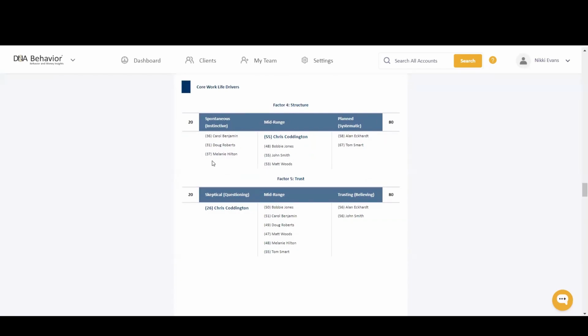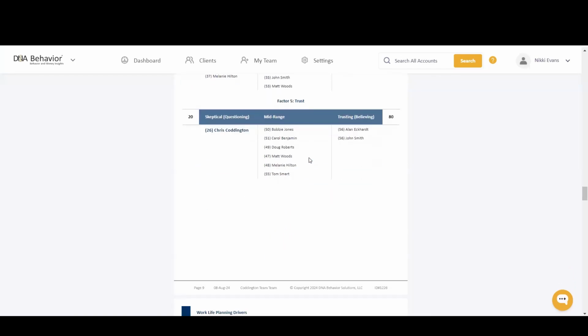People high spontaneous will tend to be more instinctive. People high planned will tend to be more systematic. And then people in the mid-range can flex more easily between the two. With trust, again, you see that Chris is very, very skeptical, and John is fairly trusting. So again, this is an interesting dynamic for the two of them. It may be very good to have this counterbalance. It may end up being something they have to work on in terms of being able to come toward each other.